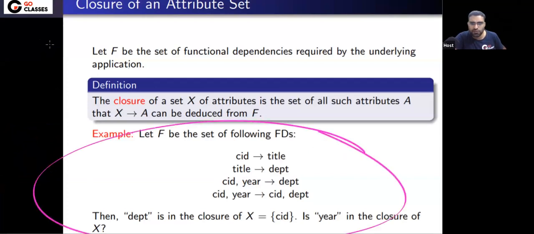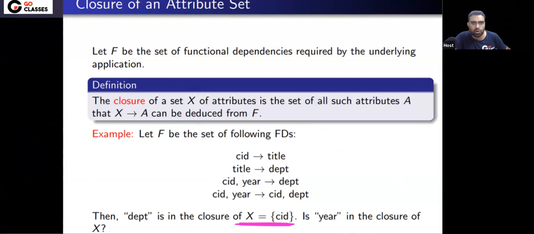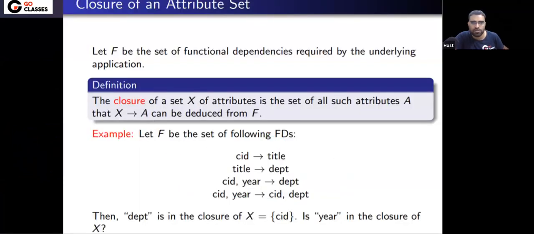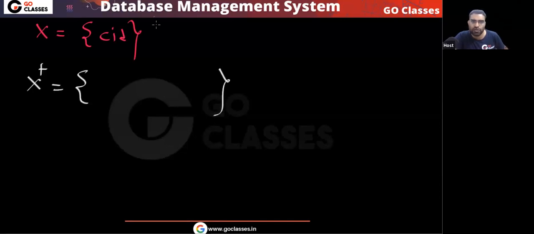So tell me the answer for this question. The question is asking, for this x, what is the closure of x? X is CID. Now the question is asking, what will be the closure of x? Of course, CID you will put.